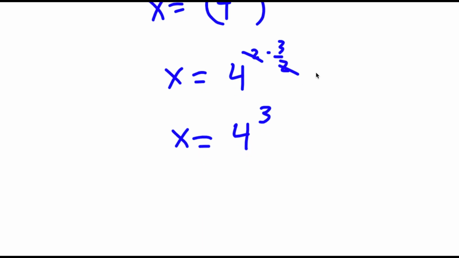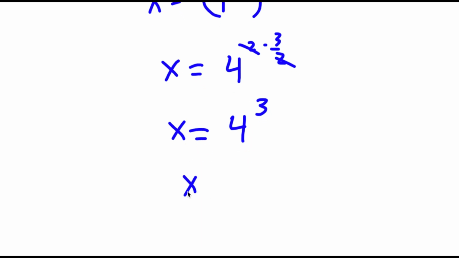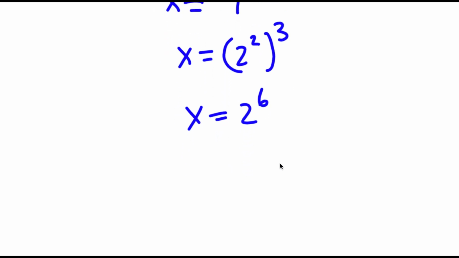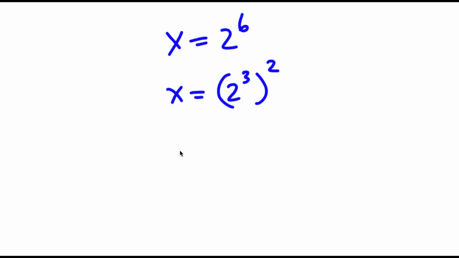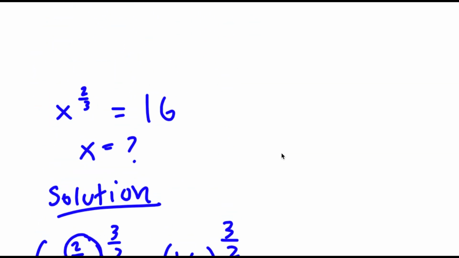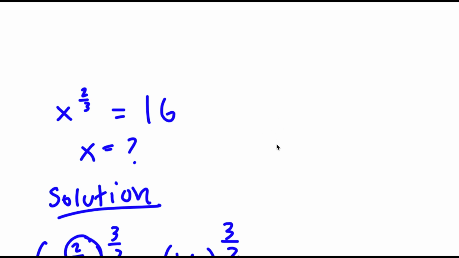Now 4, that's the same thing as 2 squared. So now I have x is equal to 2 squared to the power of 3. 2 times 3 is 6. So I have x is equal to 2 to the power of 6. And this is the same thing as 2 to the power of 3 squared, right? 2 to the power of 3 is 8. So now I have 8 squared, which is equal to 64. So x is equal to 64. And that is my answer.